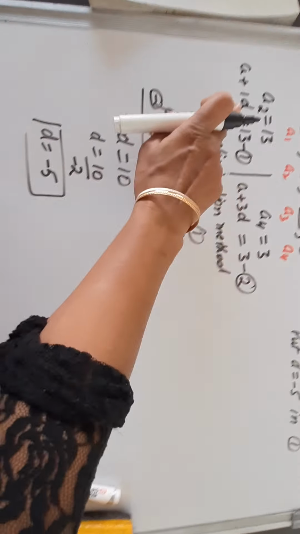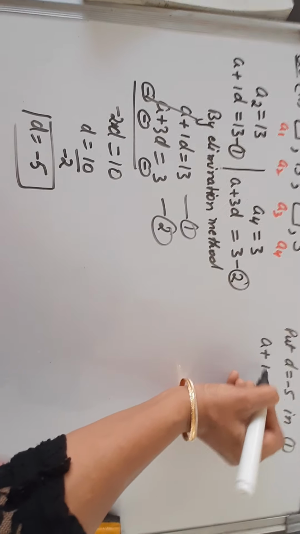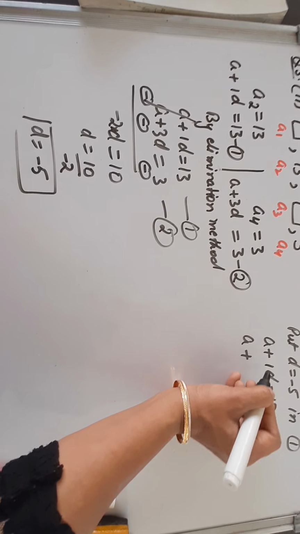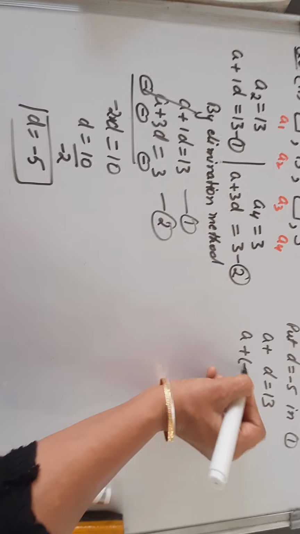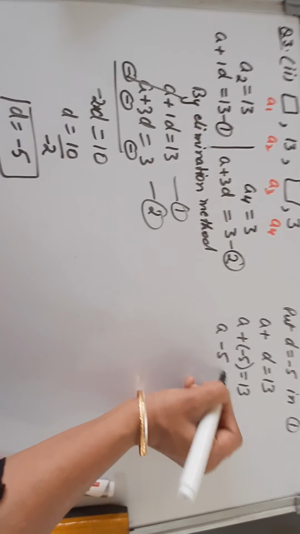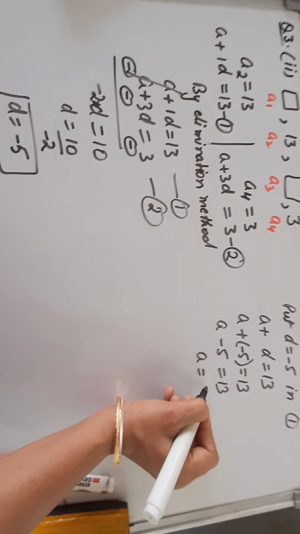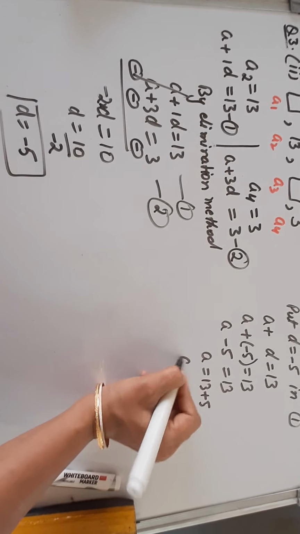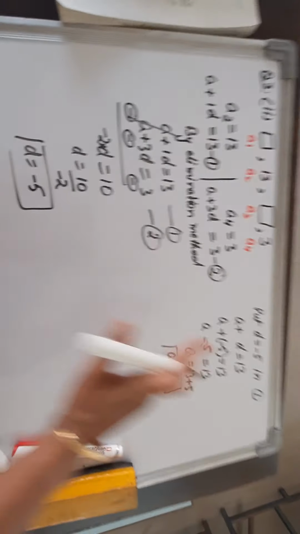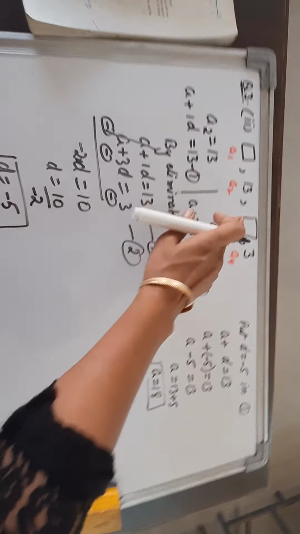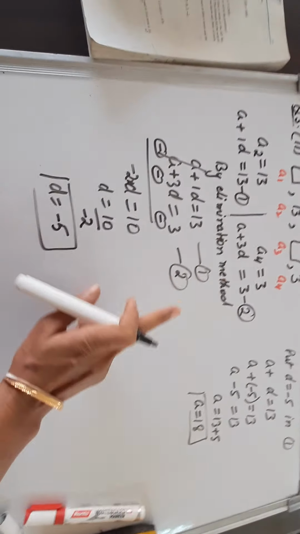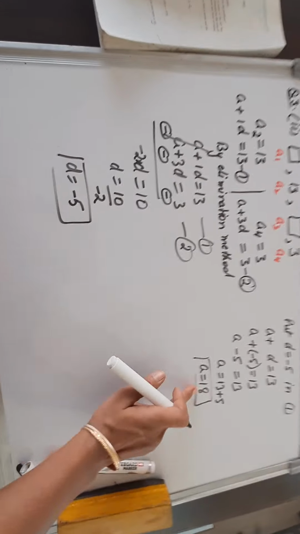So first equation is this, a plus 1d is equal to 13. So a plus 1d को हम d भी लिख सकते हैं, d is -5 is equal to 13. A plus minus minus 5 is 13. A is equal to 13 plus 5. So A is equal to 18. So dear students, this will be your first step. That means use the given terms. हमेशा given terms use करनी है पहले to get A and D.